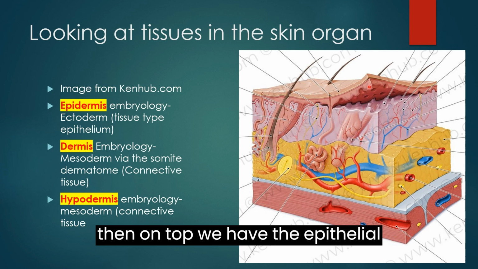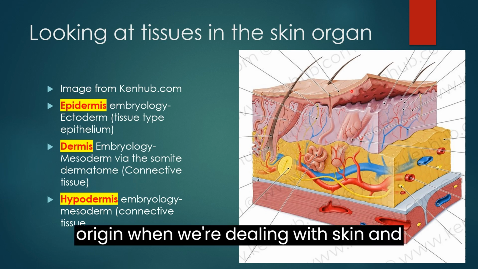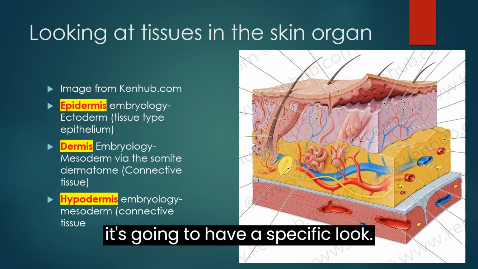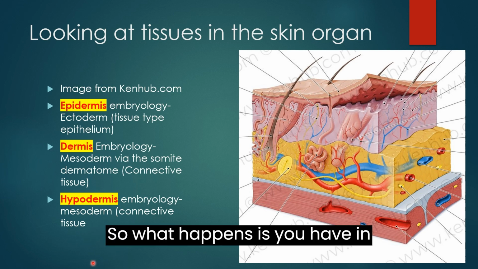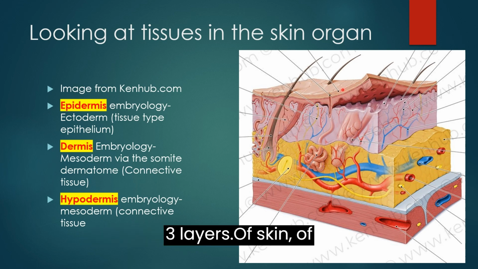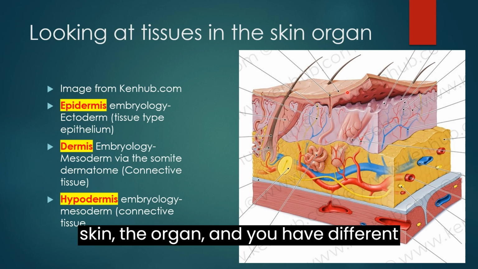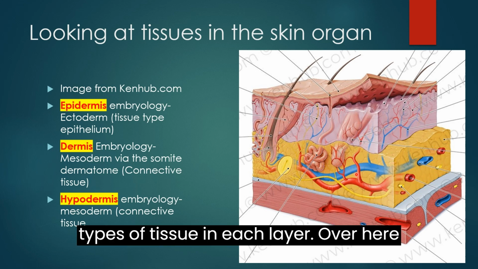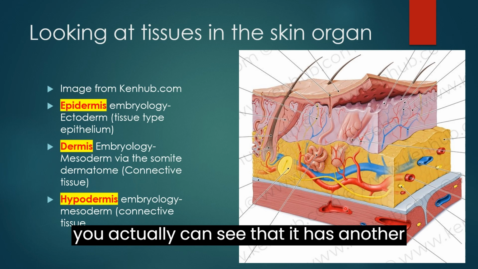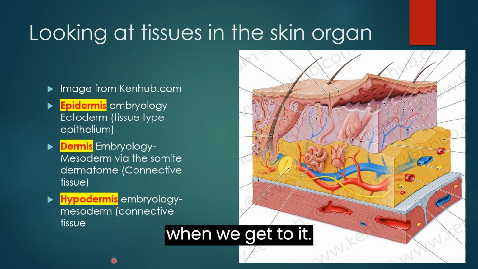And then on top, we have the epithelial tissue. It is made from the ectoderm origin when we're dealing with skin, and it's going to have a specific look. So in skin, just this area here, you have three layers of skin, the organ, and you have different types of tissue in each layer. Over here, you actually can see that it has another layer below it, which we'll talk about when we get to it.